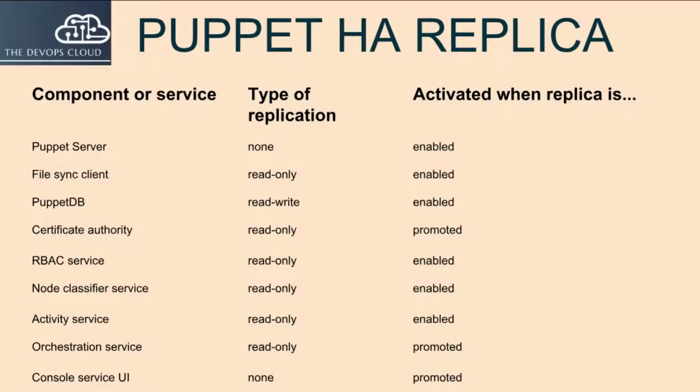Certificate authority, replication read-only, activated when replica is promoted. Rbac service, replication read-only, activated when replica is enabled. Node classifier service, replication read-only, activated when replica is enabled. Activity service, read-only replication, activated when replica is enabled. Orchestration service, replication read-only, activated when replica is promoted. Console service UI, replication none, activated when replica is promoted.